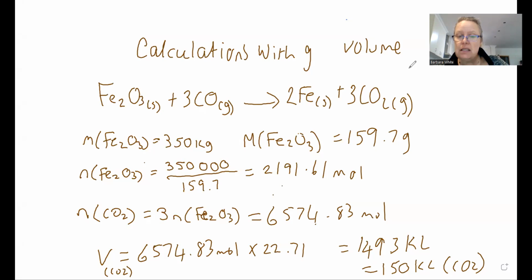And the most important thing is that you're writing down all the way through, what is it that you're giving me the number of moles of? What is it that you're giving me the mass of? Make sure you put that in there so that you can get all the marks you need.